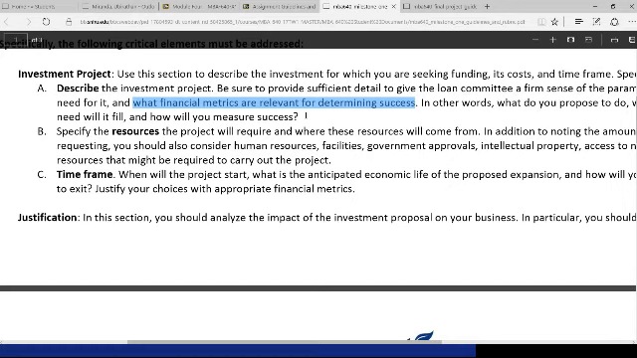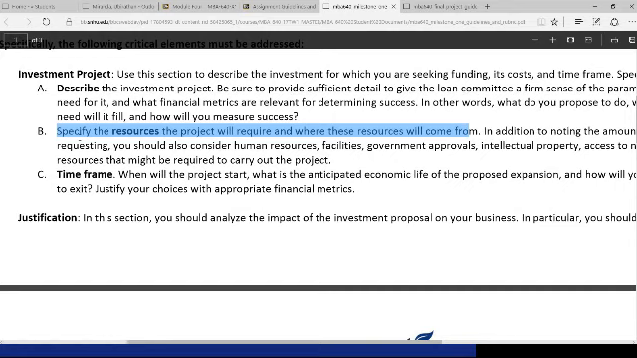Now, this is also very important. Specify the resources the project will require and where these resources will come from. What are the resources? Real estate. Are you going to rent or are you going to buy? Are you going to build a manufacturing plant? Okay. What kind of equipment are you going to need? What kind of technology are you going to need to provide, um, what is that word? The word just all of a sudden, support, right?